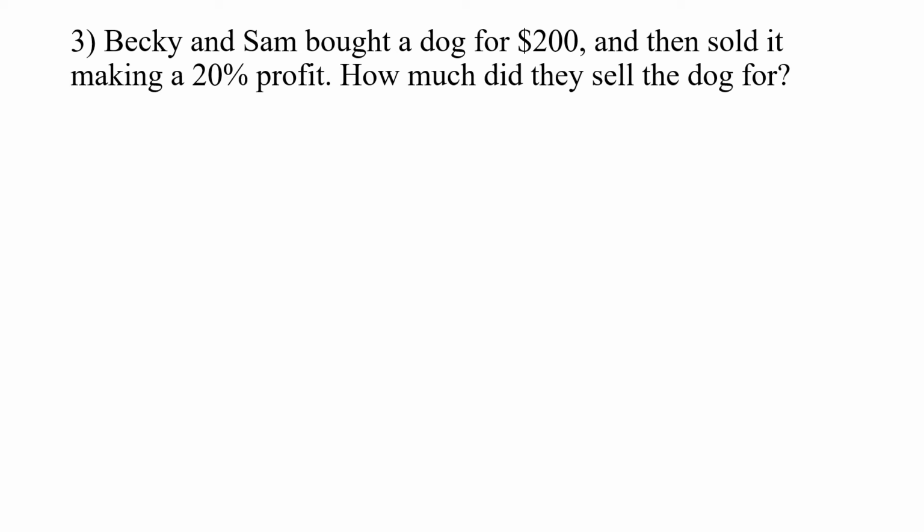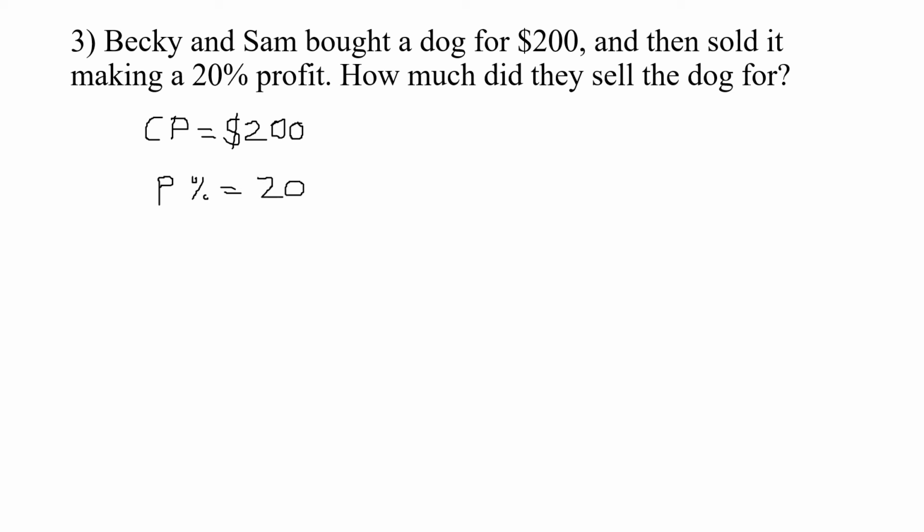So let's see what we know so far. Becky and Sam bought a dog for $200. So we know that they bought the dog for $200. So that amount of money they spent there is the cost price. So we know that the cost price is $200 based on the given question. And they told us straight out they made a profit. So after they sold it, they made a profit of 20%. So we know our profit percent, not just the profit. We know the profit percent. We don't know the profit yet. We could find out. So we know that our profit percent is 20.